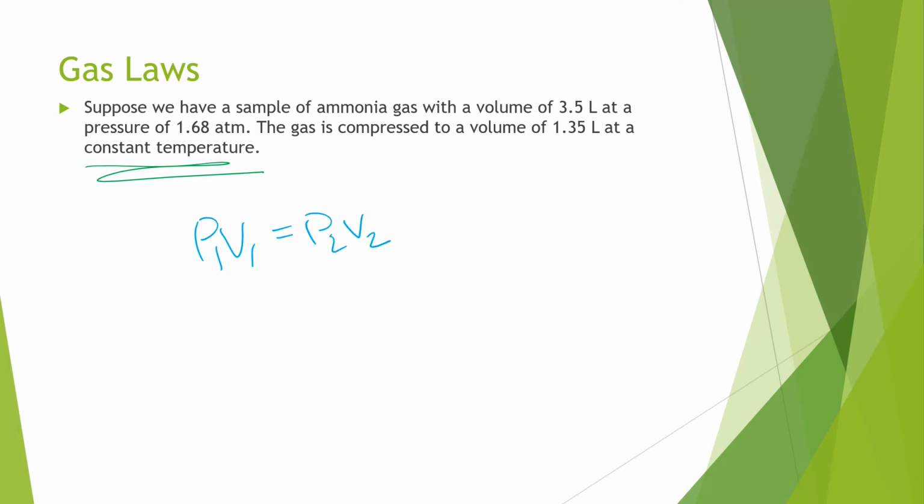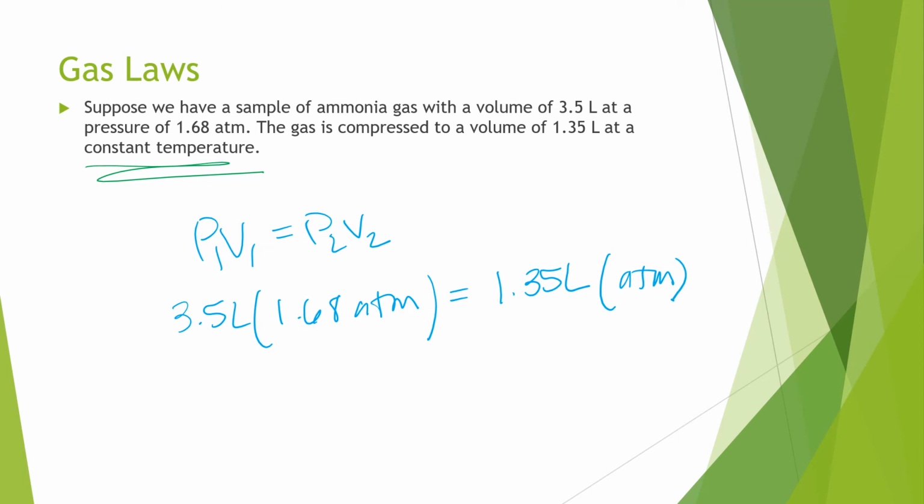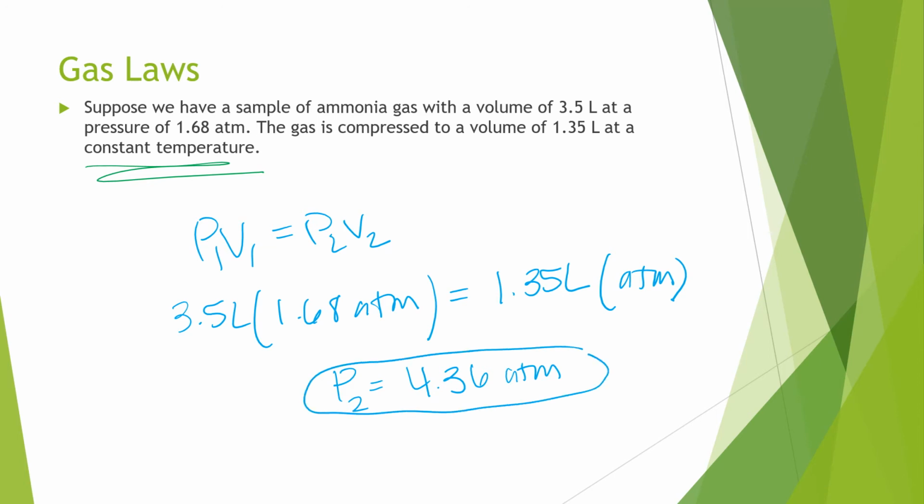So I have 3.5 liters and 1.68 atmospheres, and I'm compressing that to 1.35 liters, and my question is, what is my new pressure going to be? I'm going to do the math, and I get that my pressure in my second condition is 4.36 atmospheres. We can do a common sense check here. I notice my volume went down, so my pressure should go up, and it did.